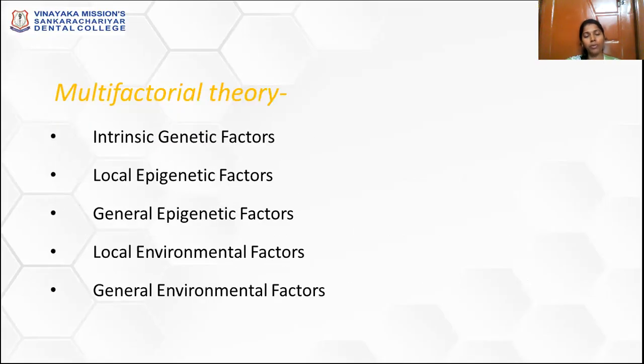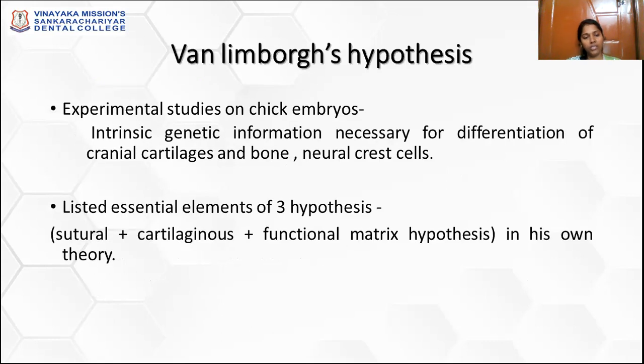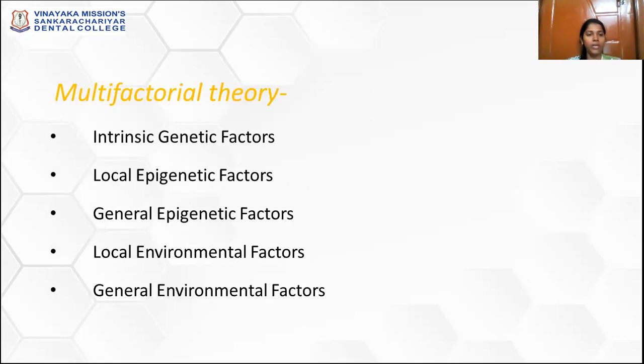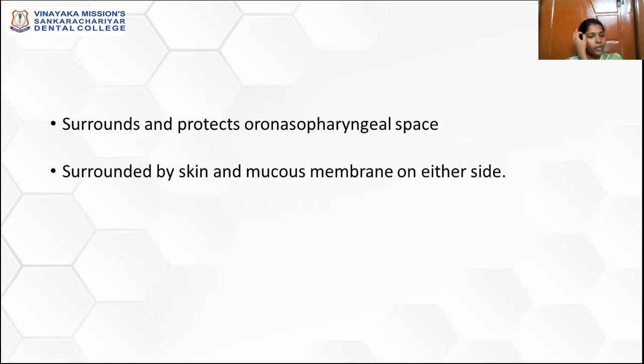So all you have to remember about the von Limborgh theory is that I want you to remember it is a combination of the sutural cartilaginous functional matrix hypothesis, and it has 5 factors. It is multifactorial. We have the first intrinsic genetic factor, but apart from that we have one local epigenetic, one general epigenetic, one local environment, one general environment. So 5 factors are there.